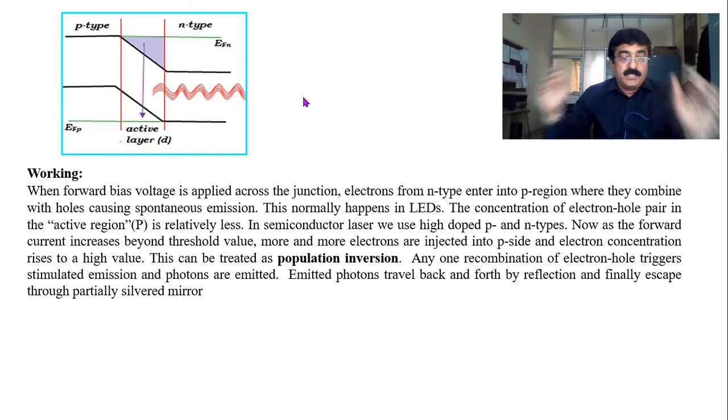Look at this. When forward bias voltage is applied across the junction, electrons from N type enter into the P region where they combine with holes, causing spontaneous emission. This normally happens in an LED.